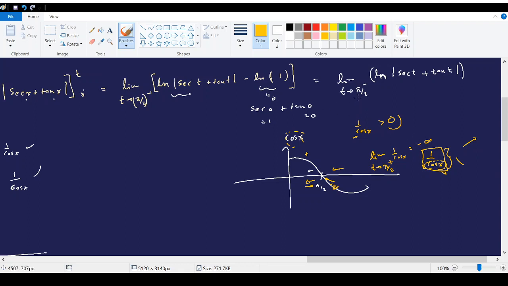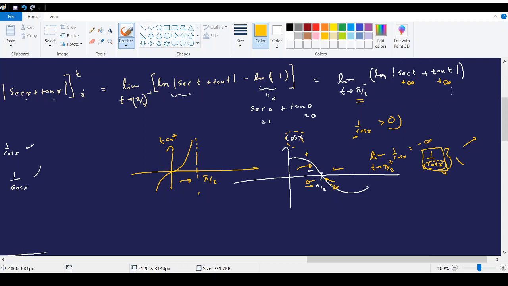But here in this example we consider the left hand limit, that means approaching from the left hand side, so it will be a positively large number. And how about tan t? Now the graph of tan t will be something like this, and here you have pi by 2. So here we approach pi by 2 from the left hand side, and hence we can see that the tan t graph will also reach positive infinity. That's the nature of this tan curve.